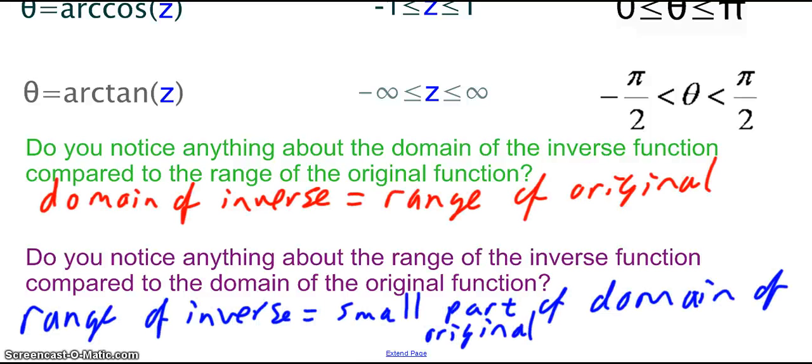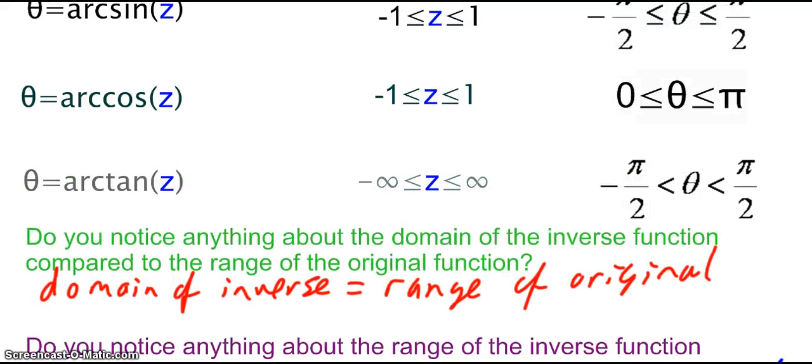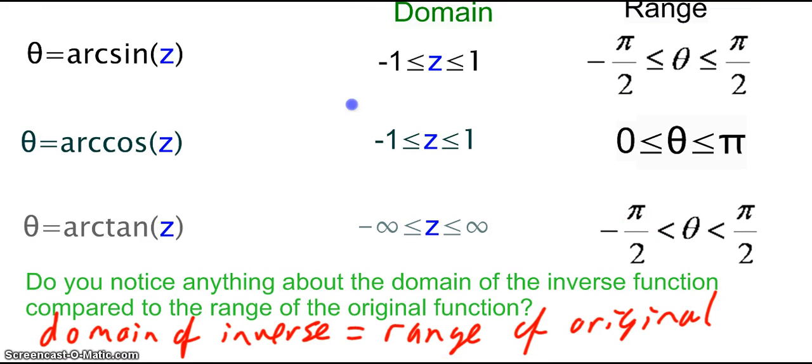Okay, so what I hope you notice is that the domain of the inverse function, so if I look at the domains right here, the domains of the inverse are the same as the range of the original functions. Negative 1 to 1 is the range of the original sine function, negative 1 to 1 is the range of the cosine function, and all real numbers is the range of the tangent function.